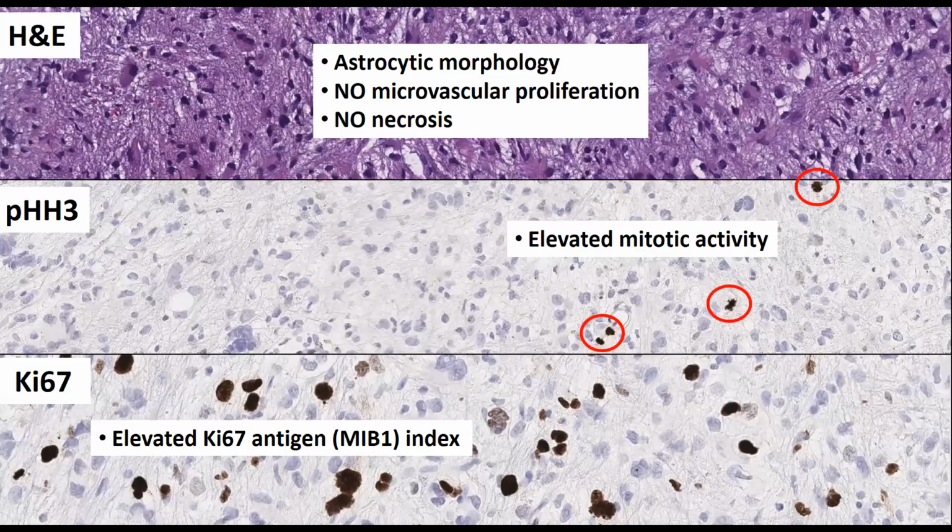The H&E, it's astrocytic morphology. You can see eosinophilic cytoplasm, variation in size and shape of the nucleus. That's called anisonucleosis.